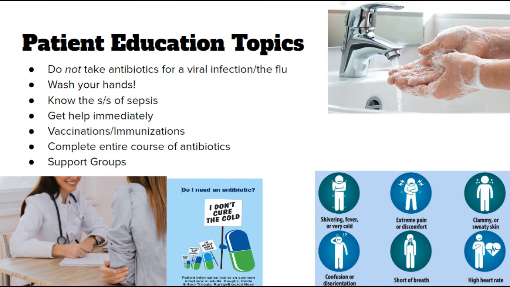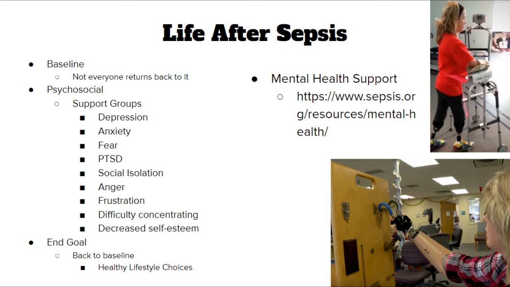For patients with increased risk for infection, educate them on the signs and symptoms of sepsis and to call 911 if needed so that there is no delay in treatment, as time is of the essence. Educate about the importance of vaccinations to prevent infections and illnesses that can be avoided. Lastly, let patients know that there are support groups and help available for both family and patients afflicted with sepsis.